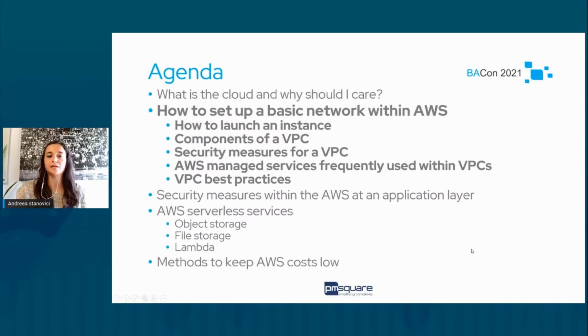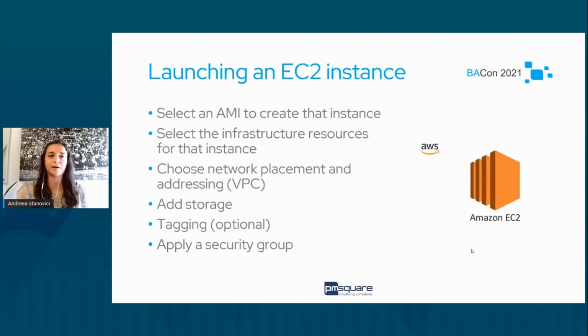Now we're going to begin talking about how to set up a basic network within AWS. And one of the primary things you want to focus on is how to launch an EC2 instance. EC2 just stands for Elastic Compute Cloud. It's Amazon's name for a virtual machine. And we'll dive a little bit more into these as we go along with the presentation. This is just a more general overview.